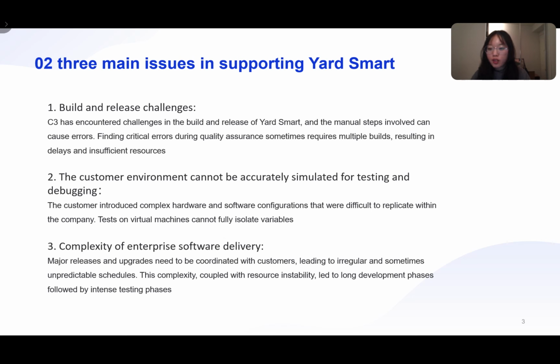Third, complexity of enterprise software delivery. Major releases and upgrades need to be coordinated with customers, leading to irregular and sometimes unpredictable schedules. This complexity, coupled with resource instability, leads to long development phases followed by intense testing phases.